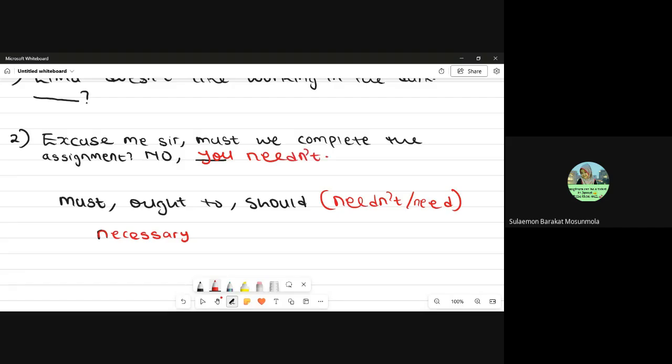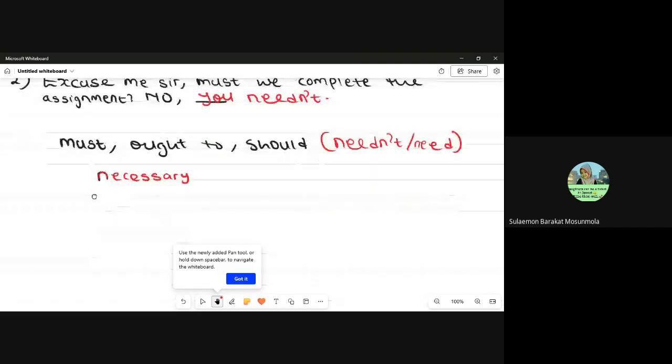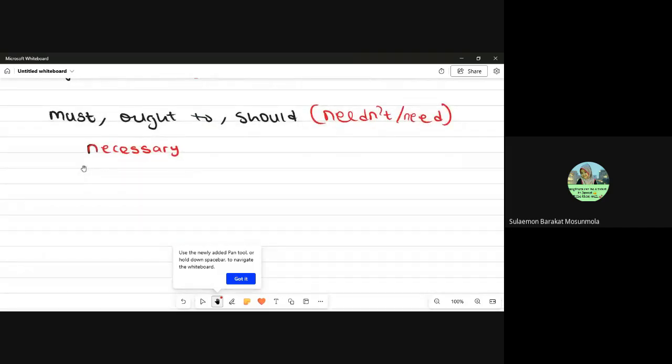But when you don't have any of these words to mean necessary, you can use must not. Let me write a question that answers something like that, where you use must not instead of need not. Do you understand this, please? Question 3.